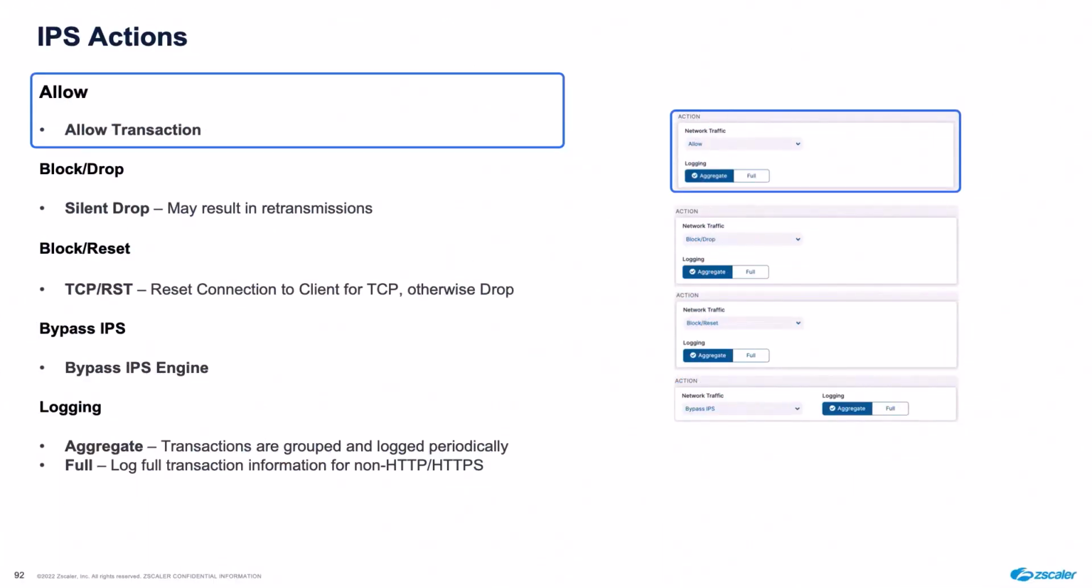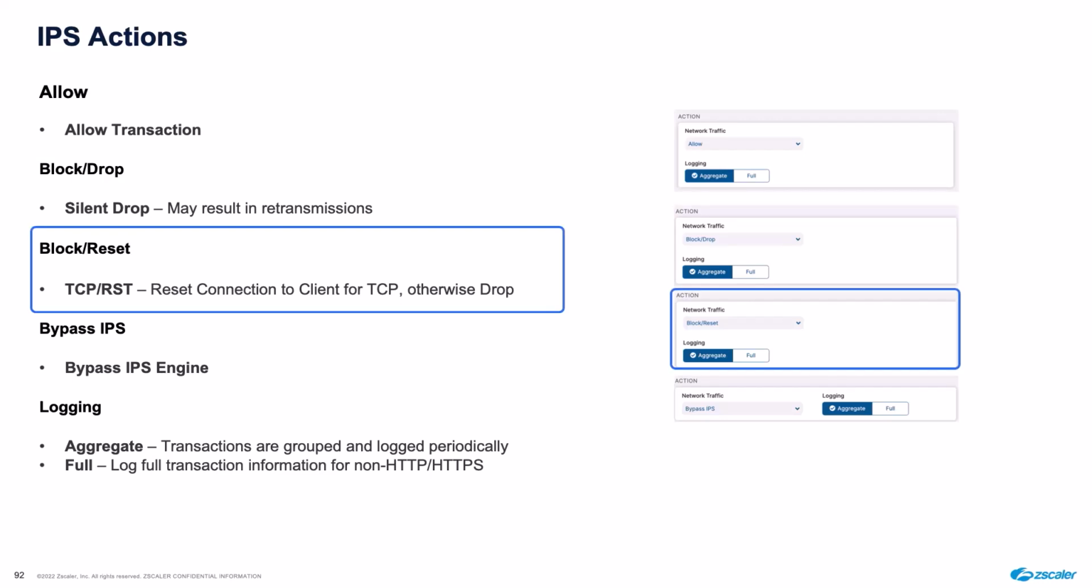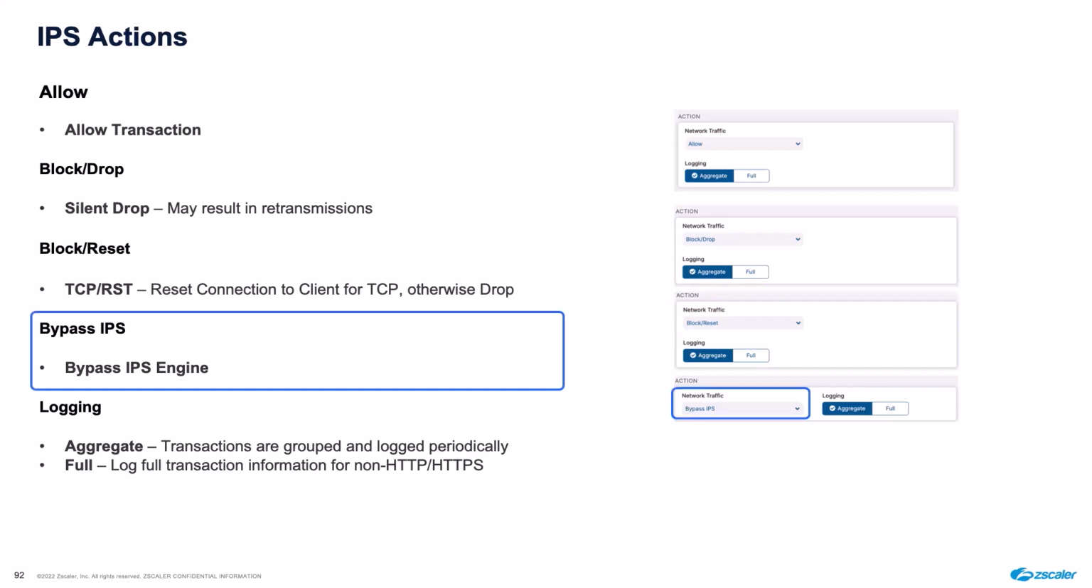IPS actions are similar to firewall actions. You may either allow the transaction if it's been identified as matching the rule. You may do a block, which is a silent drop, which may result in retransmissions, a block reset, where you get a TCP reset towards the client, otherwise a simple drop for UDP. You may make a decision to bypass the IPS engine entirely if you're seeing, for example, false positives.